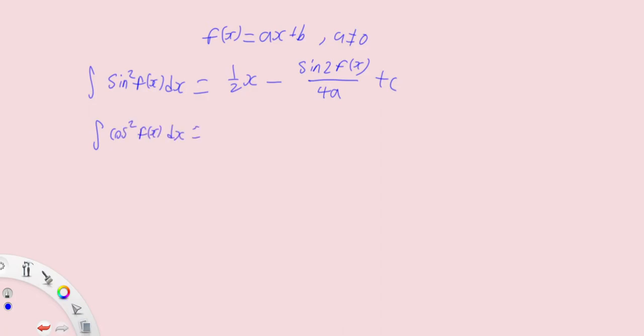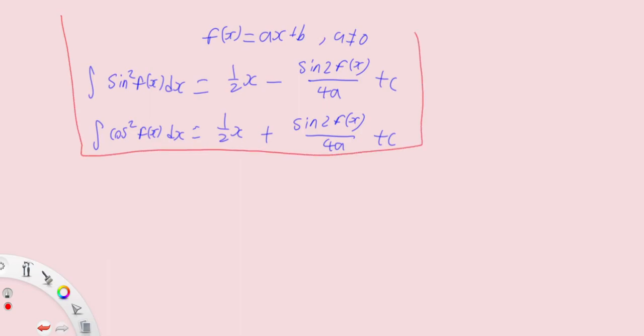For cosine square, we have a similar result, just that it's a plus sign: half of x plus sine 2f(x) over 4a, plus c. So we have this general formula. Don't worry, I'll give you an example shortly. Let me just draw this box first. Okay, so based on this formula, we can do an example.